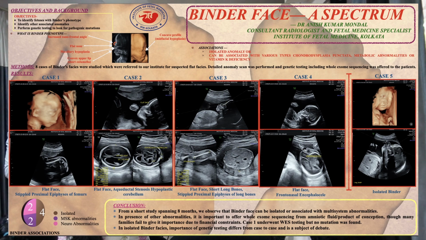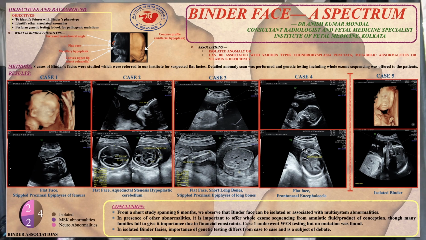We see increased nasofrontal angle, which is the angle between the frontal bone and the nasal bone, which usually the normal range is from 148 to 162. Greater than that, we call it increased, and it is seen in Binder's face. The nose is flat, the maxilla is hypoplastic.